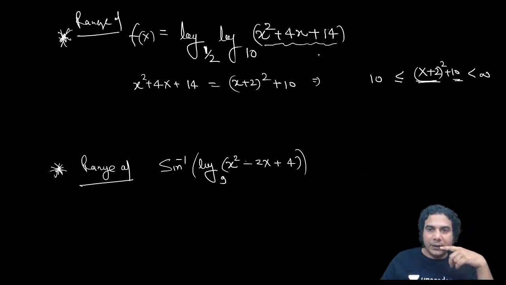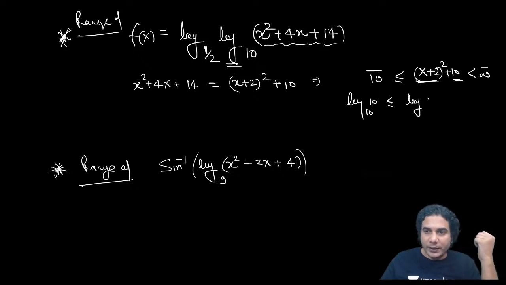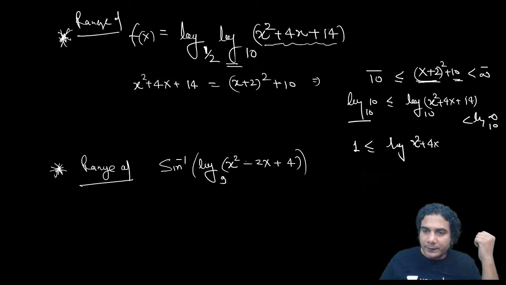So 10 to infinity. Now you need to put this log, log base 10. It is an increasing function, and since it is an entirely positive interval, there is no problem in putting the log. So this will be log of x square plus 4x plus 14 in base 10, going up to log of infinity base 10. This is going to be 1 less than or equal to log of x square plus 4x plus 14. Log 10 base 10 is 1, and this will be infinity only, right?